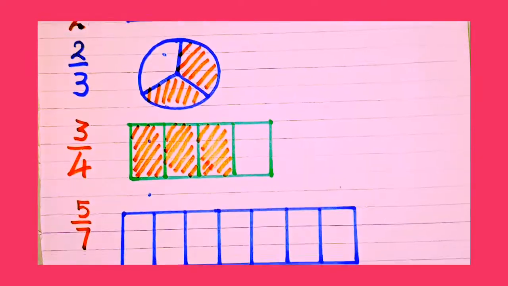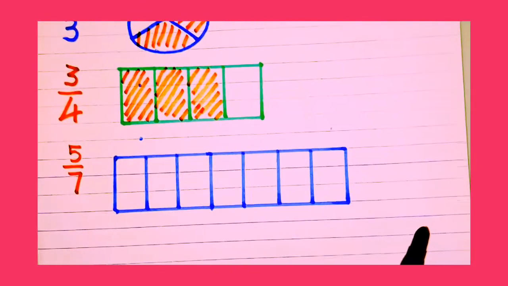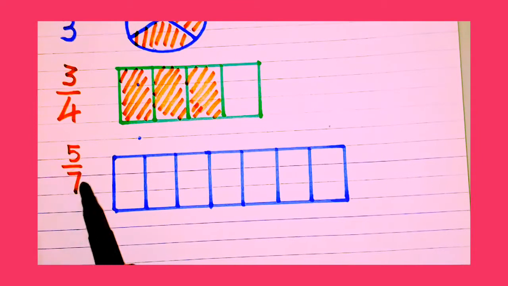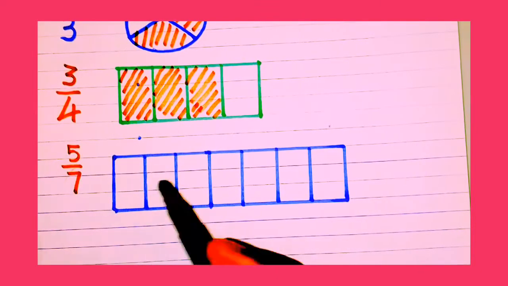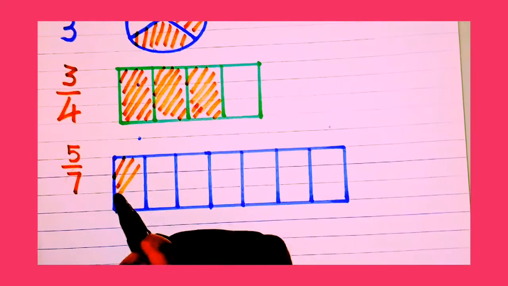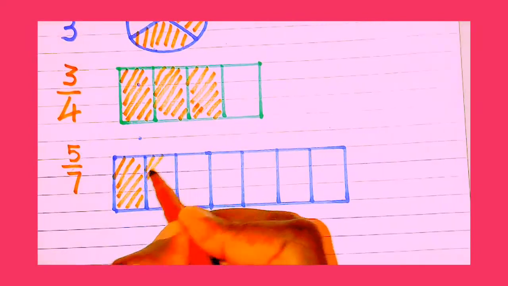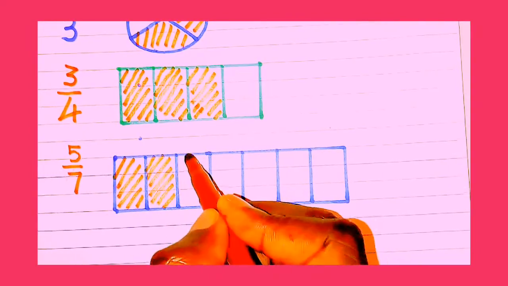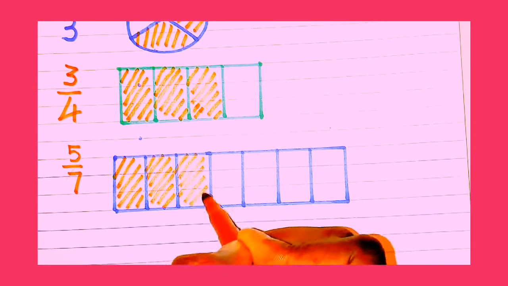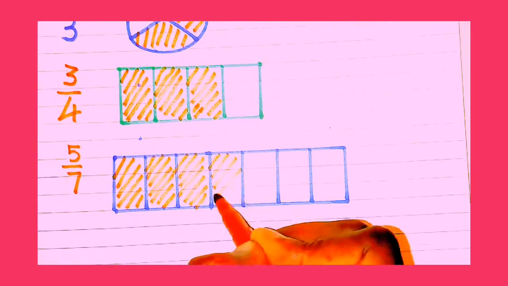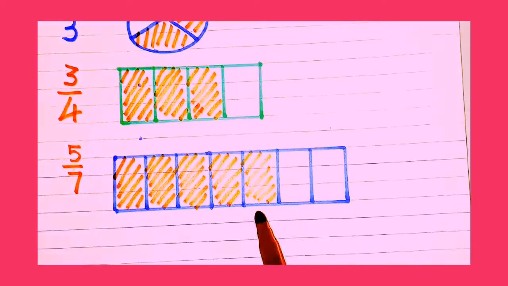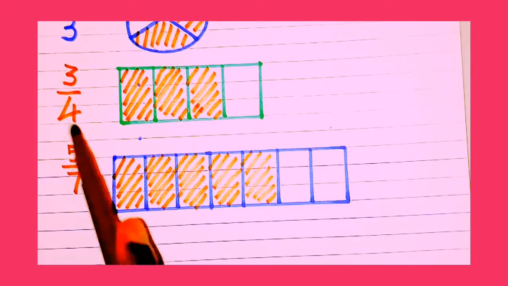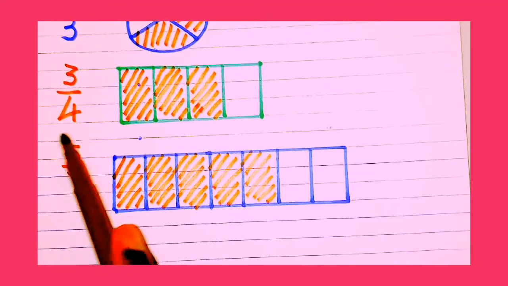In my next, I have 5/7. Out of seven parts, shade five parts. I begin. That is one part. A second part, the third one, the fourth part, and that's the fifth part. And the parts are over. Out of seven parts, I shaded five parts.